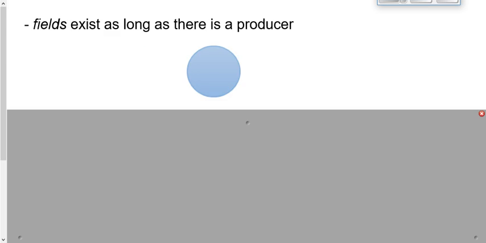Electric fields and gravitational fields exist as long as there's something to cause them. For gravity, it would be a mass. For electricity, it would be a charge, a positive charge, a negative charge. As long as we have something to make the field, as long as we have something to cause the influence, then we have a field.